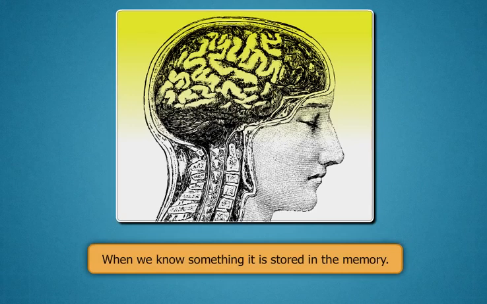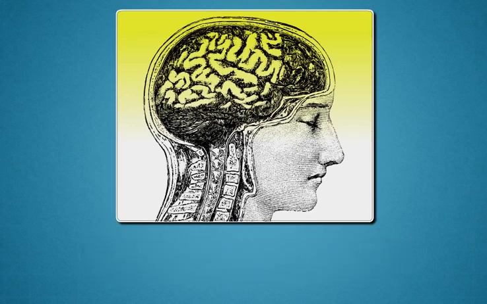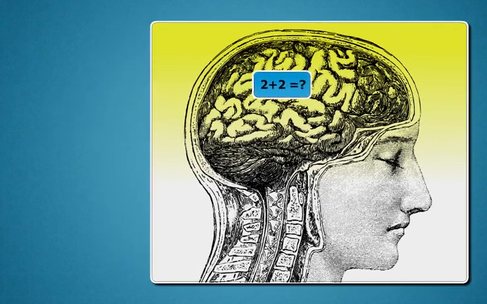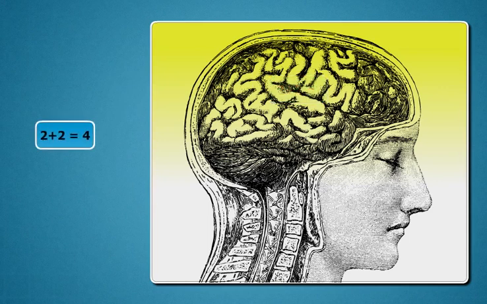When we know something, it is stored in the memory. Similarly, if I ask you a simple question, like how much is 2 plus 2? Can you answer it now? Right, 2 plus 2 is 4. So, how did you know? You did the calculation in your brain, right?